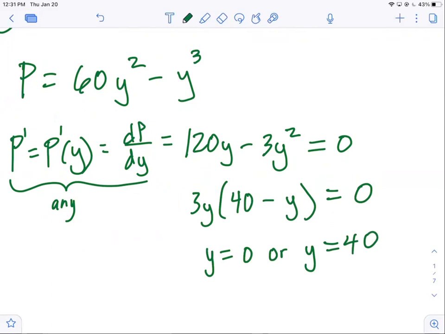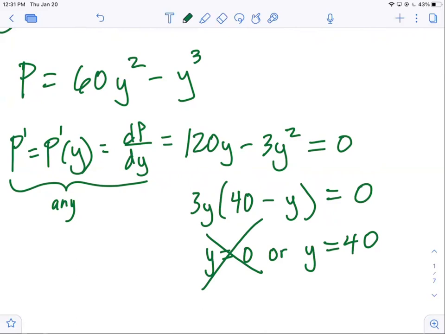Now, this is where the relevant domain comes in handy, right? We got two critical values for the cubic polynomial, which has the domain of all real numbers. Are both of these relevant in our example? We know what they mean, but can one of them be 0? No, one of them can't be 0. So there's only one critical value left in our relevant domain, and it's 40.